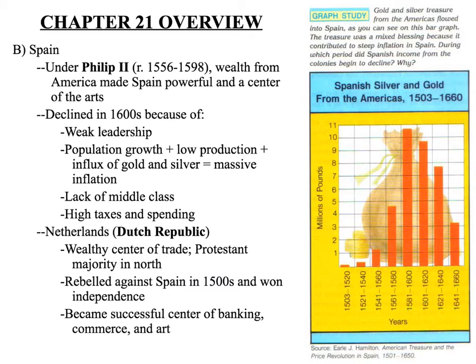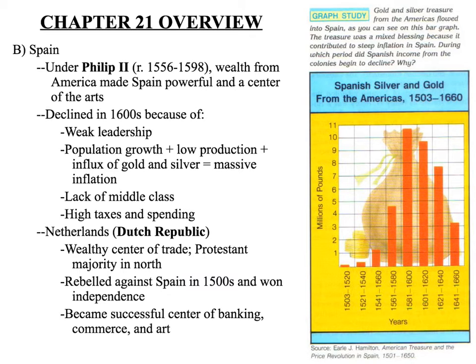And the Netherlands is an interesting case, because the Netherlands was ruled by Spain, but there was a lot of tension between the people in the Netherlands and Spain. Unlike Spain, the Netherlands, as you can see here, was a wealthy center of trade, and in the northern part of the Netherlands, the majority of the people were Protestant, and they really disliked being ruled by the Catholic kings of Spain. And so in the 1500s, the Protestant majority in the north of the Netherlands got fed up with the Catholic policies and high taxation and revolted against Spain, and eventually won their independence.